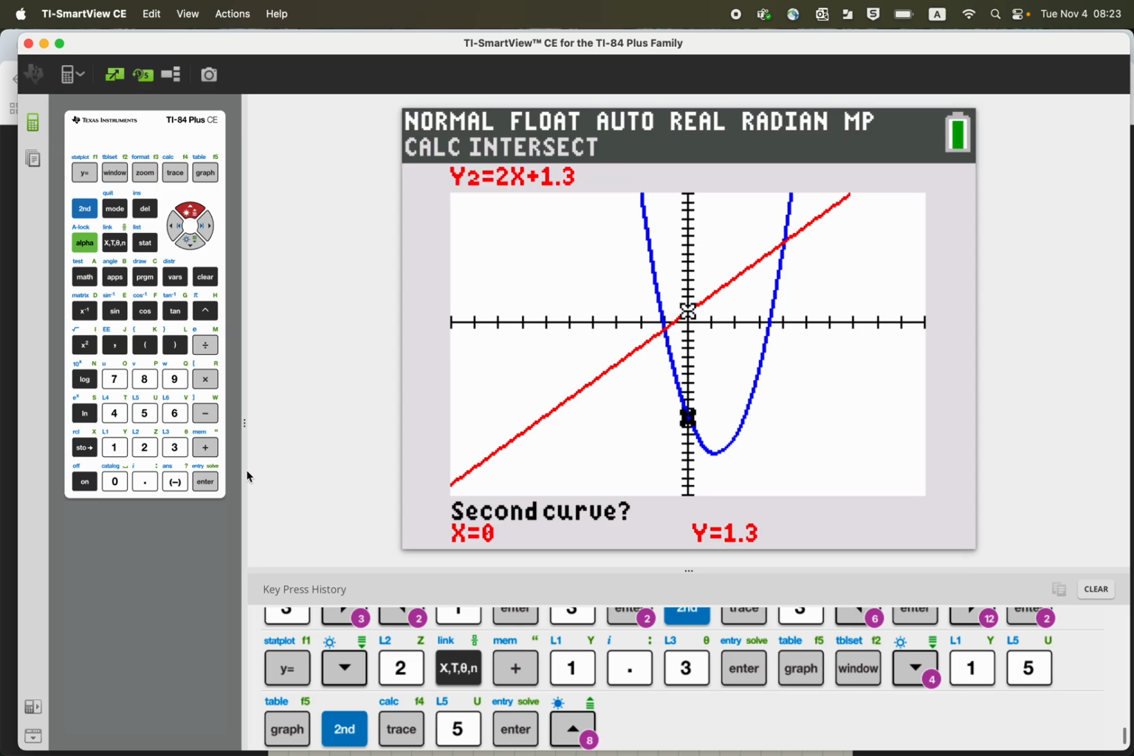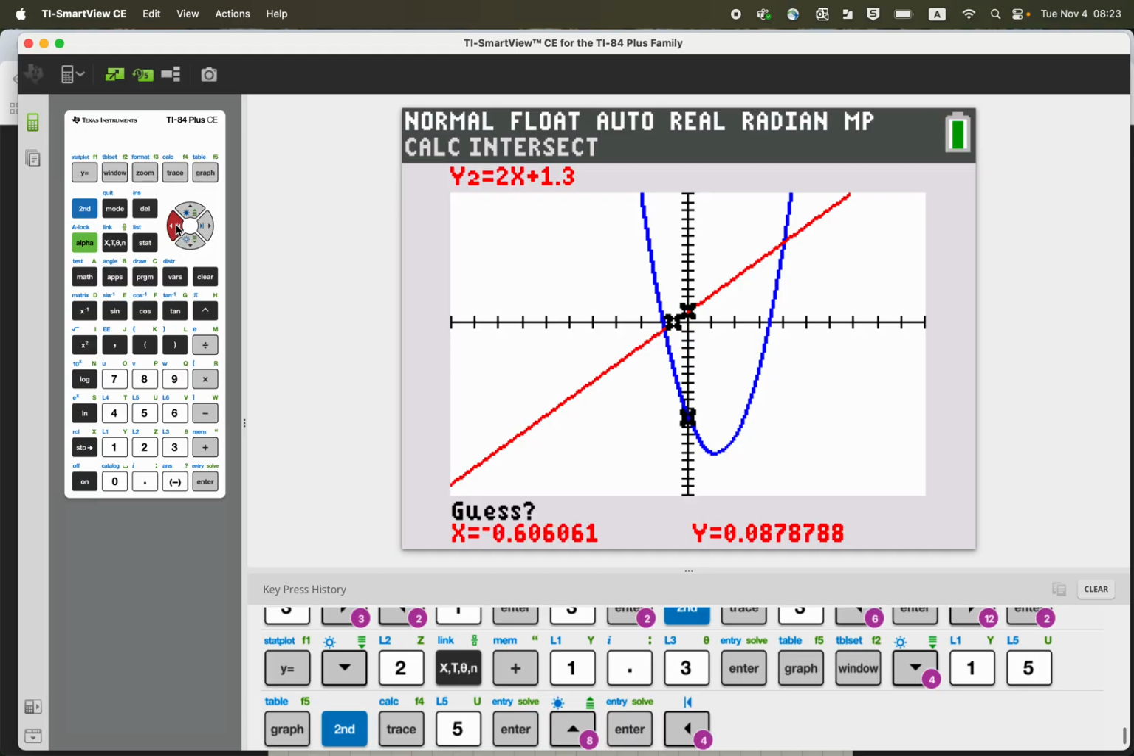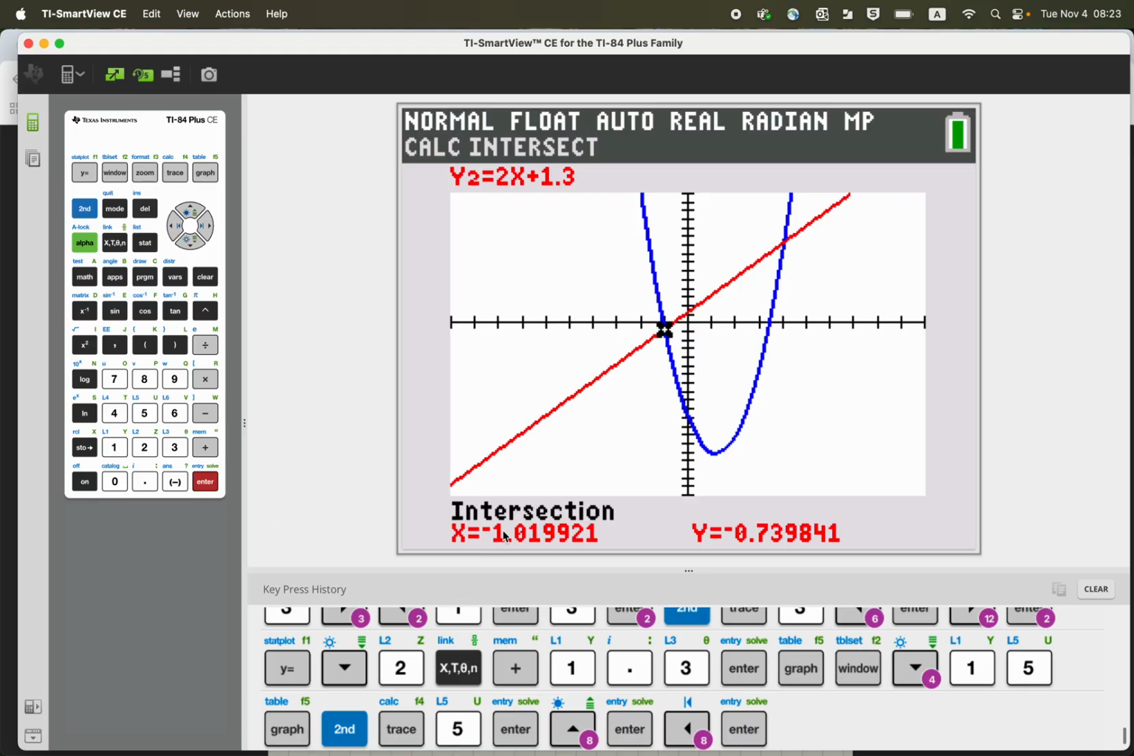So my second curve, I want the red. Now the guess is important here because we have two intersection points. So I'm going to put it really close to that. So here's one value, negative 1.019, negative 1.0199, and here's the y value.